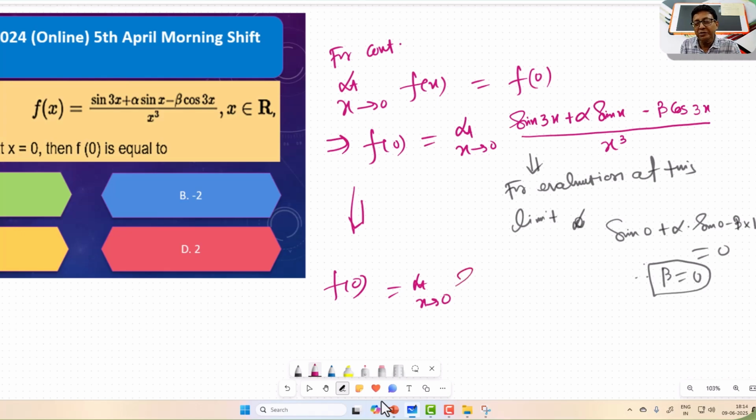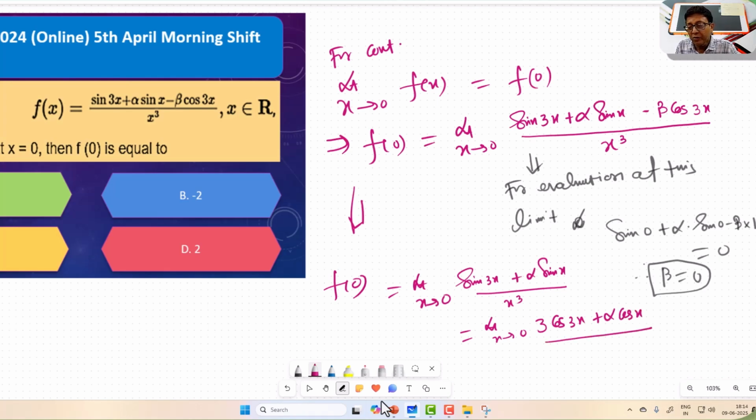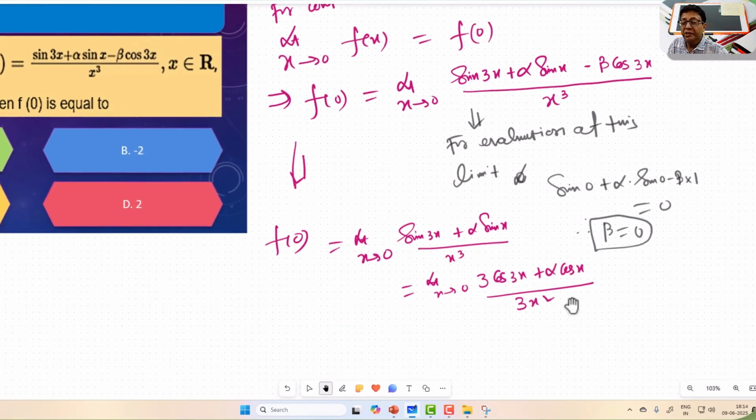f0 is limit x tending to 0 sin 3x plus alpha sin x by x cube. Form 0 by 0 here. You can use L'Hopital rule. It is 3 cos 3x plus alpha cos x by 3x square. Not done yet, because here it is 3 plus alpha and this is 0. Okay.